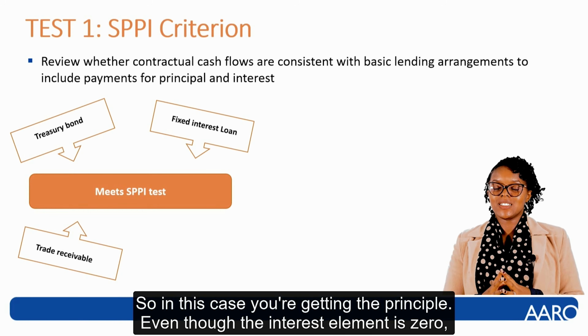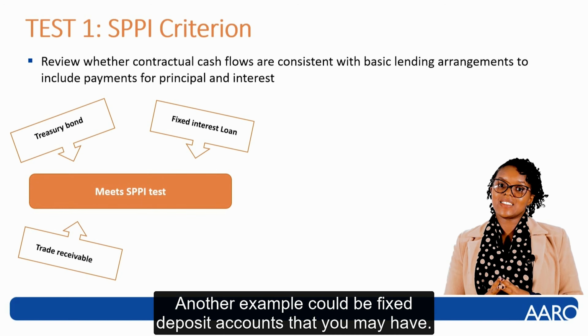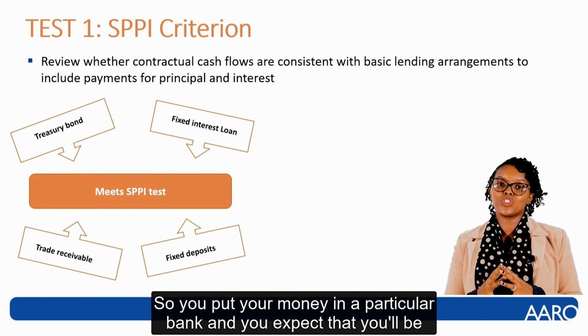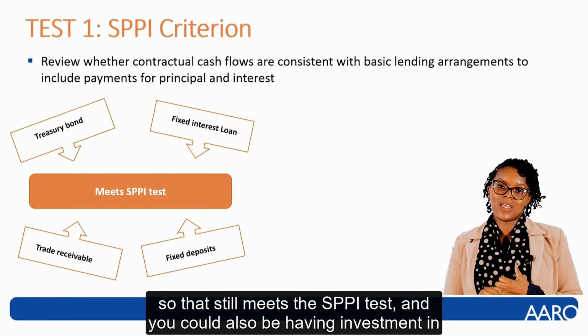So in this case, you're getting the principal. Even though the interest element is zero, the trade receivable still meets the SPPI test. Another example could be fixed deposit accounts that you may have. So you put your money in a particular bank and you expect that you'll be getting the principal amount that you have put and also interest, if any. So that still meets the SPPI test.